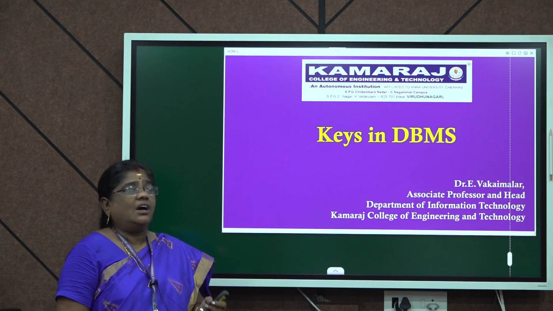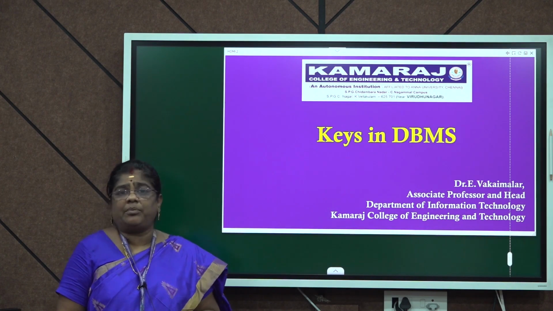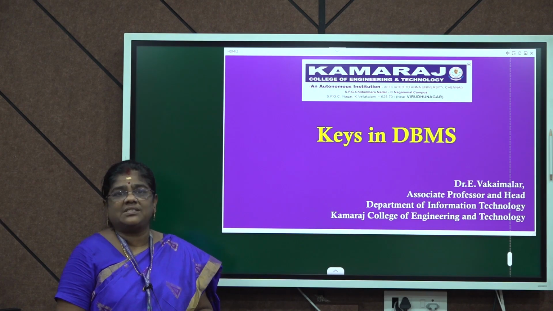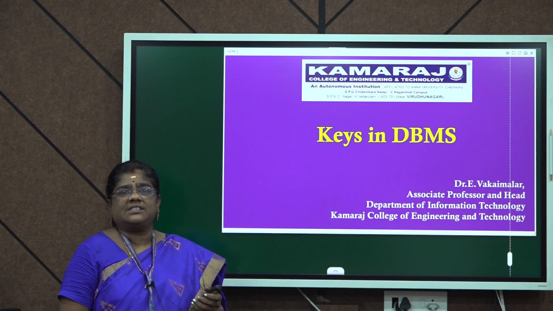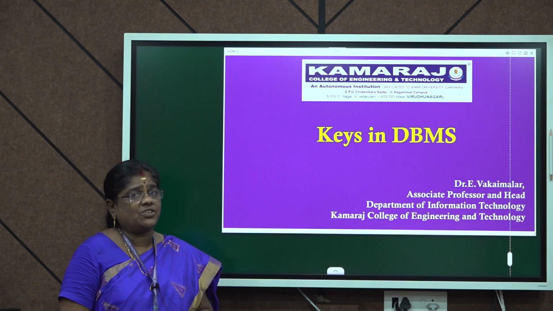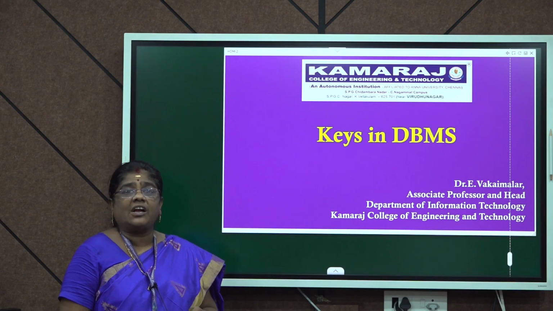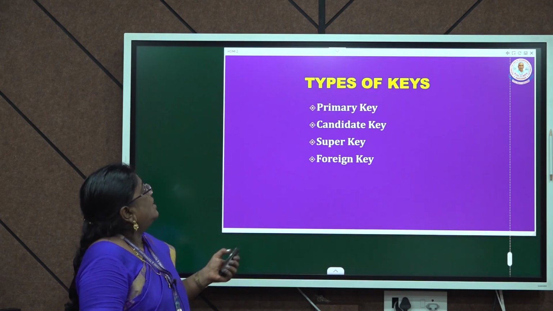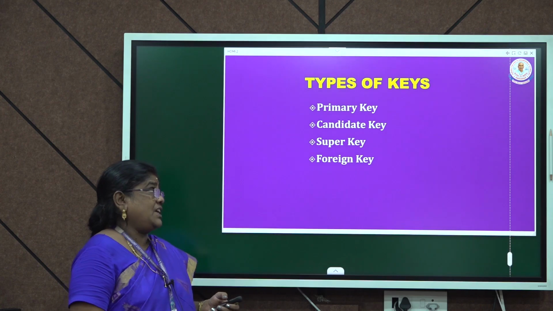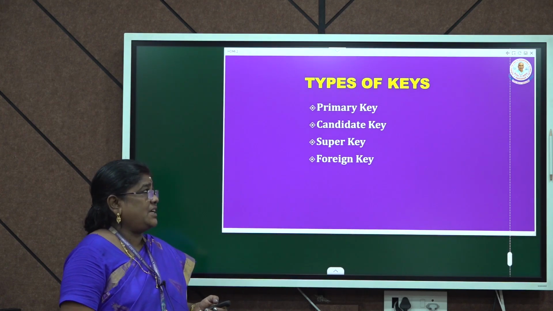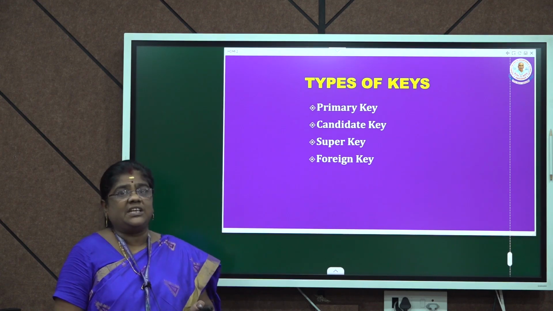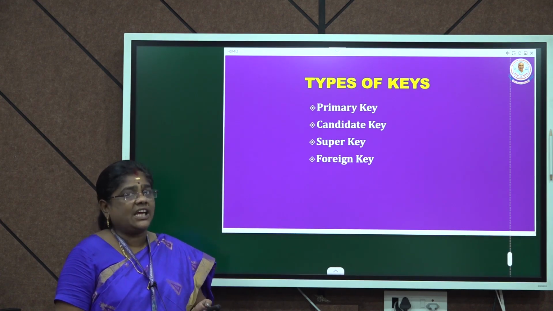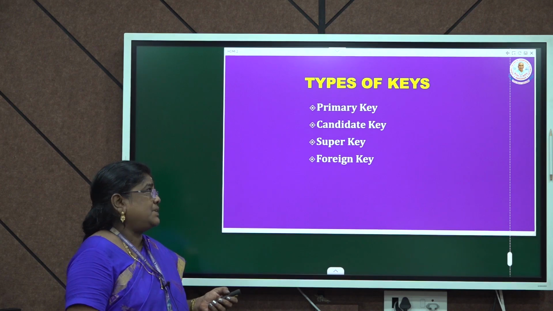Hi all, today we are going to see an important concept in DBMS, keys. What is a key? A key is an attribute or combination of attributes which is going to uniquely identify a record in a table. And these are the types of keys: primary key, candidate key, super key and foreign key. Now we are going to see each and every key in detail with appropriate examples.